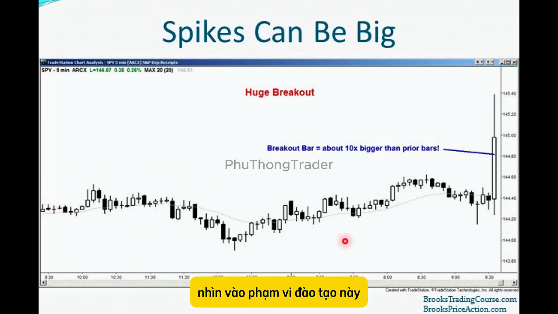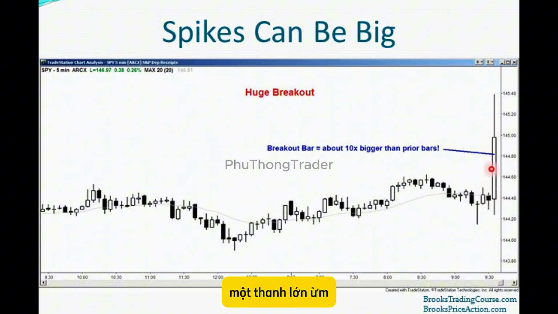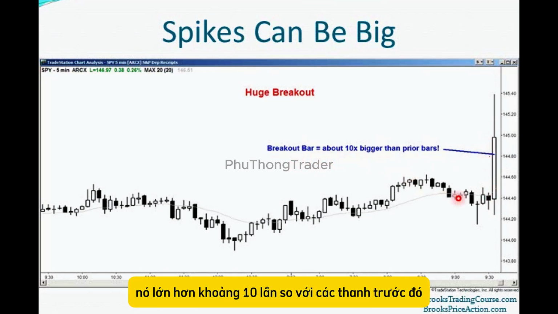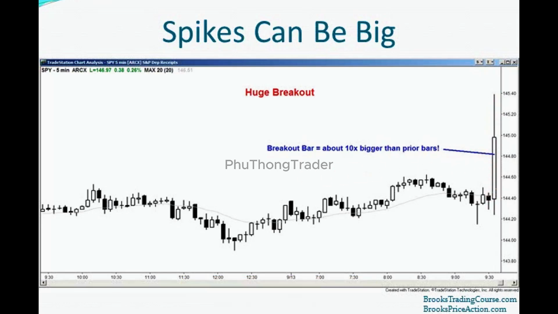Look at this trading range, a quiet trading range for all of the day. And then at 9:30, there was a report, an FOMC report. And look at this bar, a huge bar, rallying almost 1% in just a matter of minutes. It's about 10 times bigger than the prior bars. That's a very significant bull trend bar. Even with the tail on top, it's still a huge bull body. So this is a huge bull breakout.